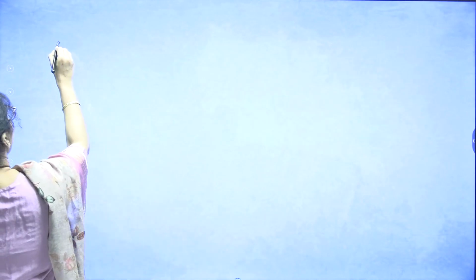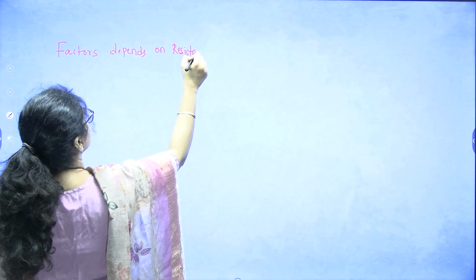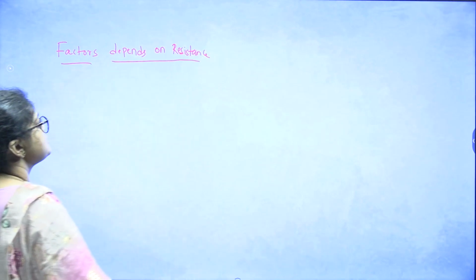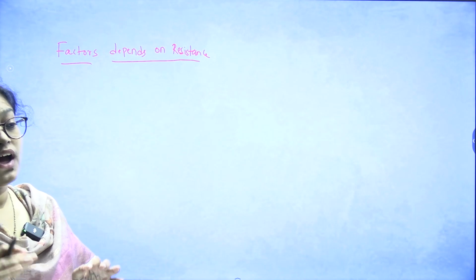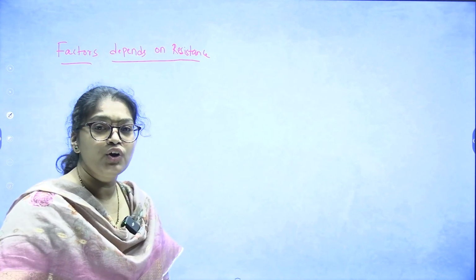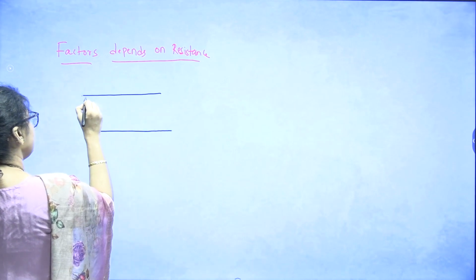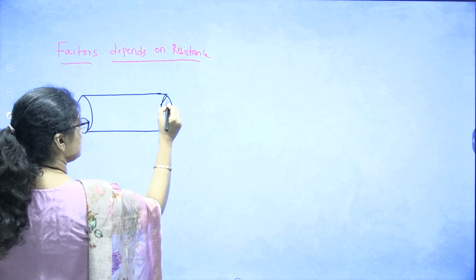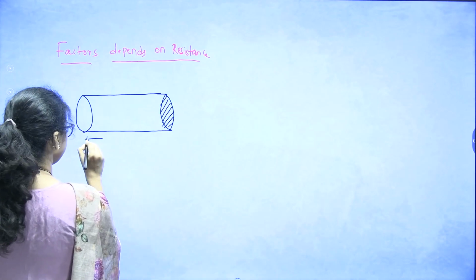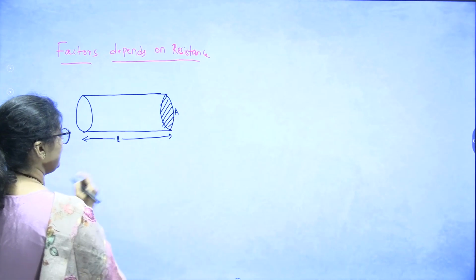Now we'll see the factors on which resistance depends. We know resistance is the opposition to the flow of electrons. Now, on which factors does it depend? We'll see that. For that, I'll take a conductor again, a conductor with some cross section A and some length L.